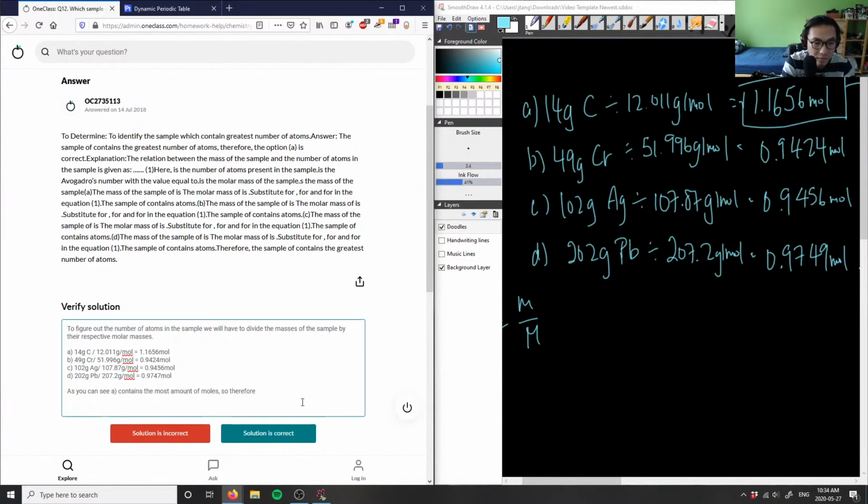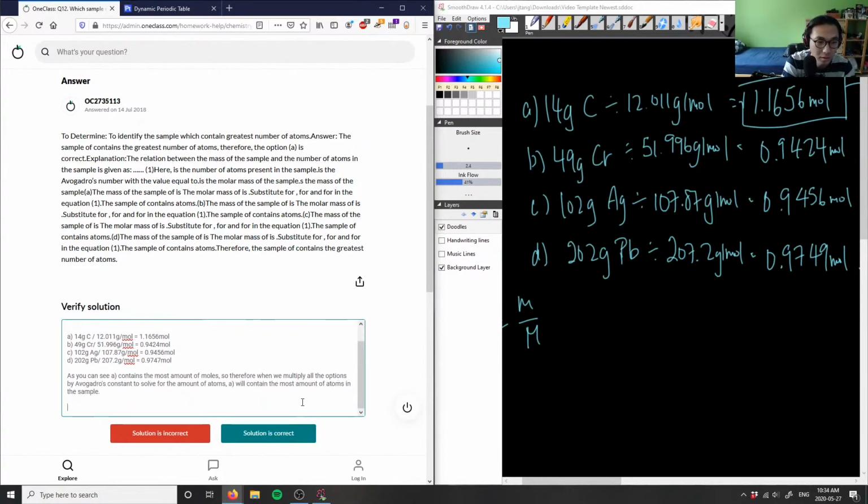So therefore, when we multiply all the options by Avogadro's number, is it AVO? I think it's AVO. Avogadro's constant to solve for the amount of atoms, A will contain the most atoms in the sample.